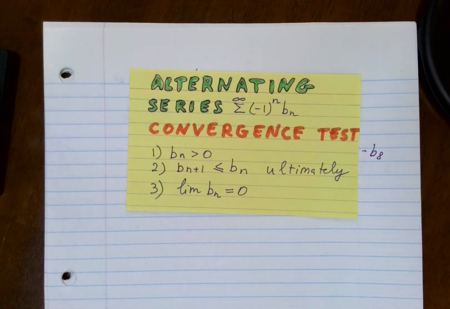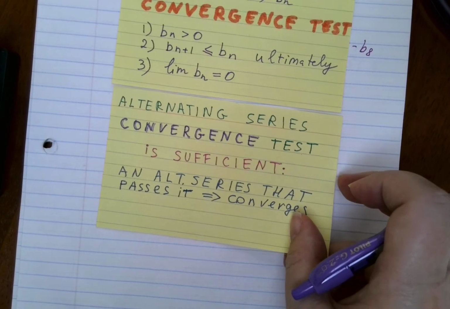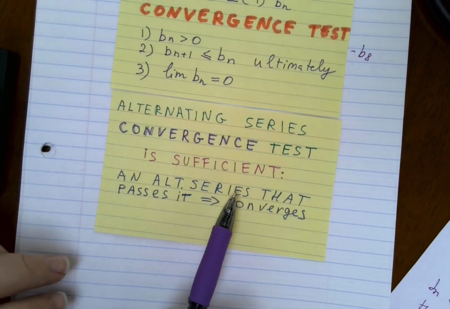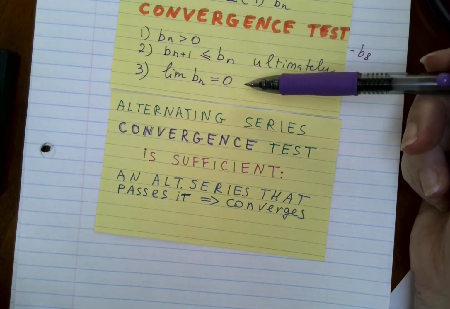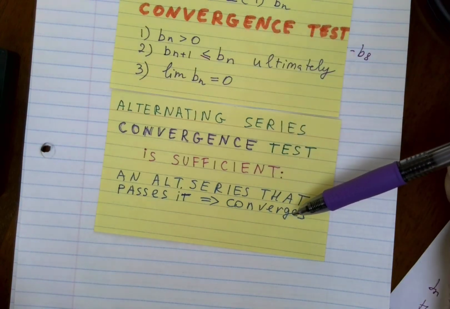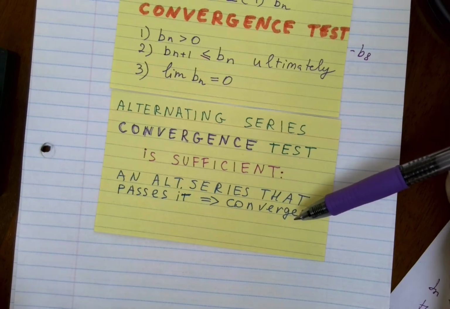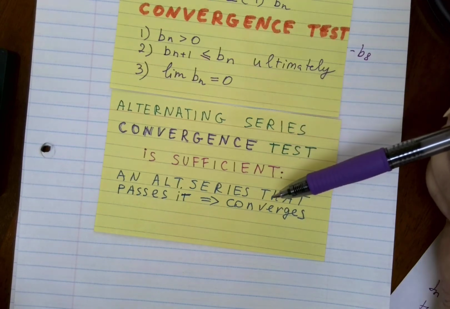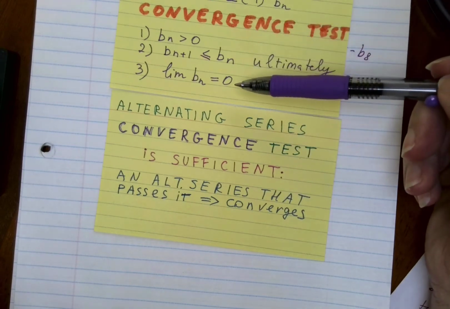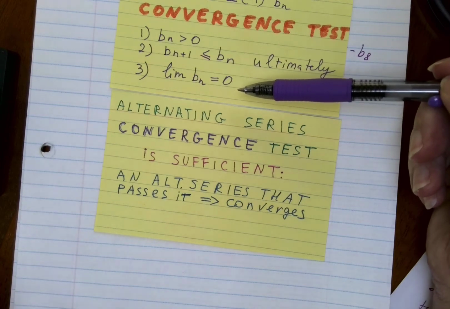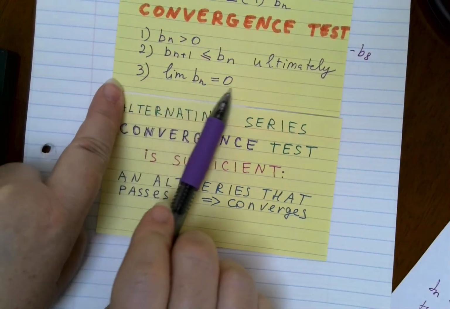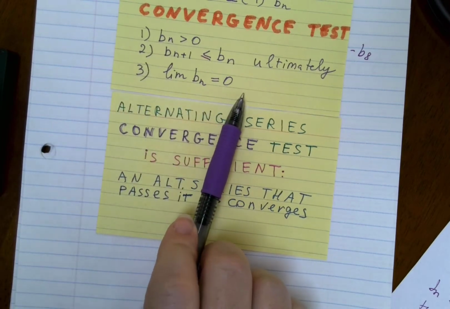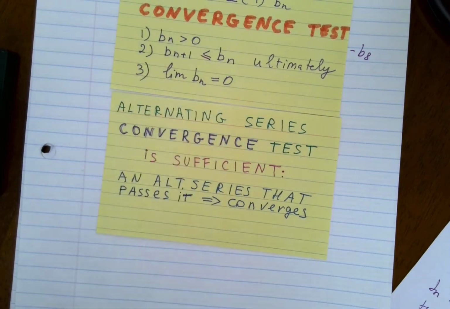Now, what's important to know is that the alternating series convergence test is sufficient, which means that if your series passes the test, it's going to converge. But you can come up with other series that will not pass this test, but will still converge. So it only shows convergence, it doesn't show divergence, unless number 3 is not fulfilled. Then it shows divergence, but it's actually the divergence test that shows divergence, right? Okay.